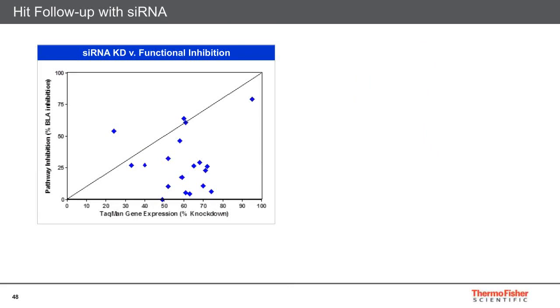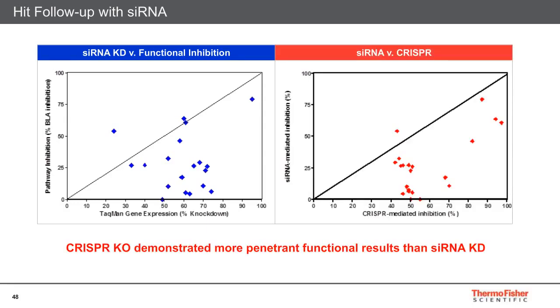Next, we went on to further validate these hits using siRNA, and shown here in this plot on the y-axis is the BLA pathway inhibition, and on the x-axis it's the knockdown of the particular target gene using BacMam gene expression assays. And you can see using these siRNA, we got pretty good knockdown for most of the targets. In some cases, the effect on the BLA inhibition was really good, but for some targets, it was not that impressive.